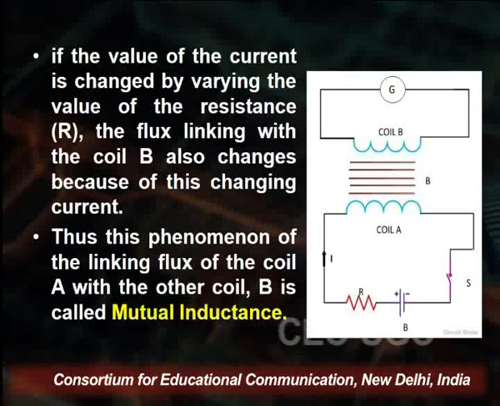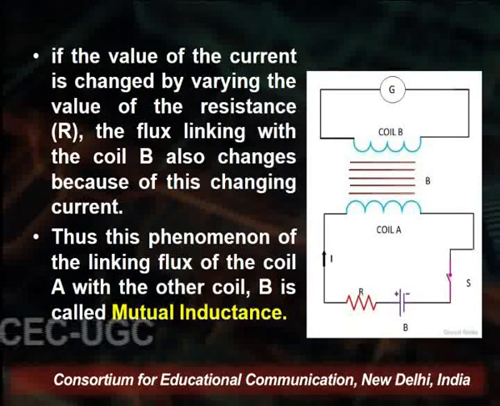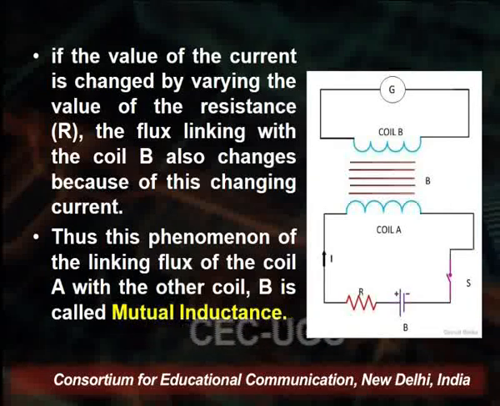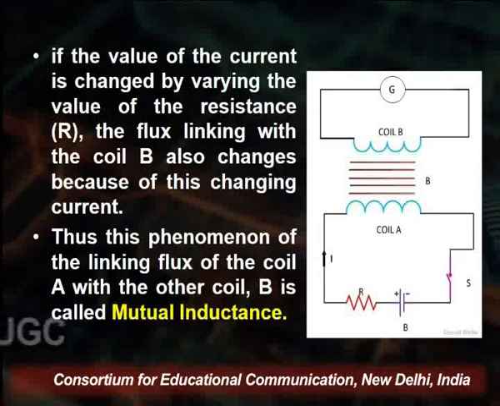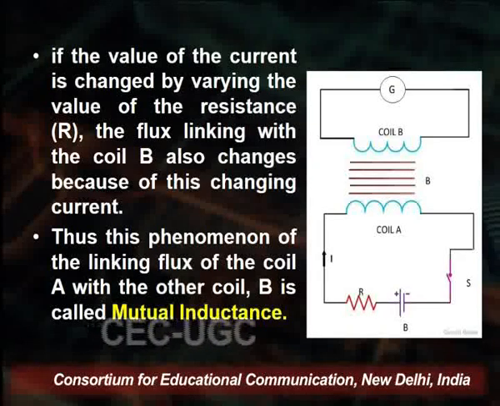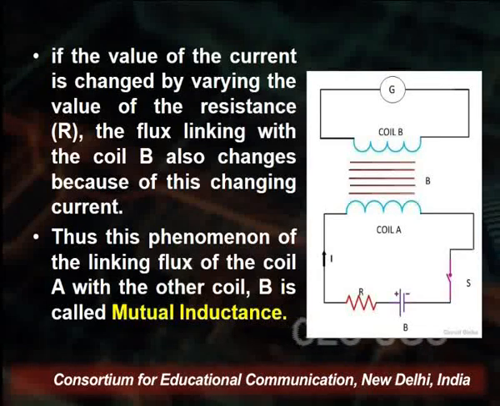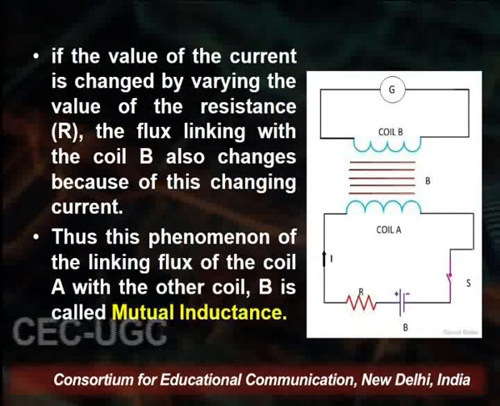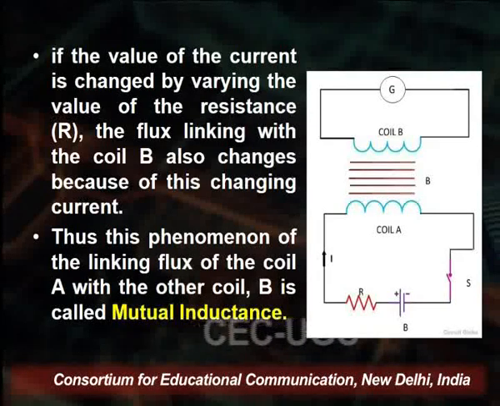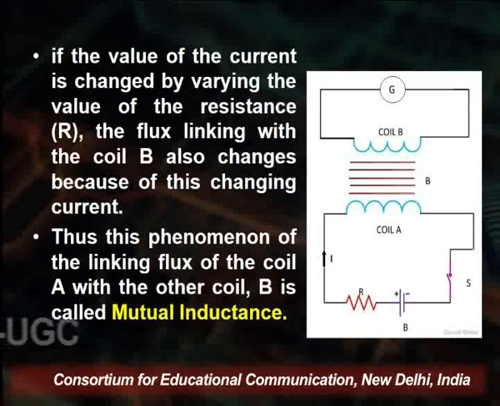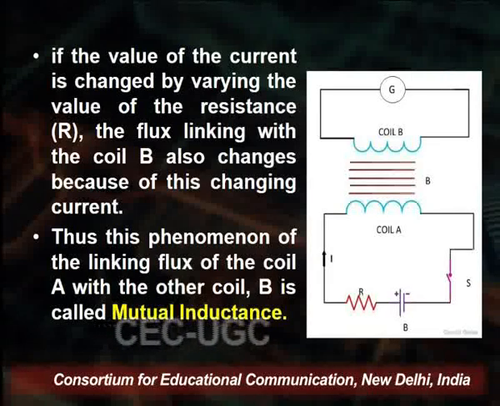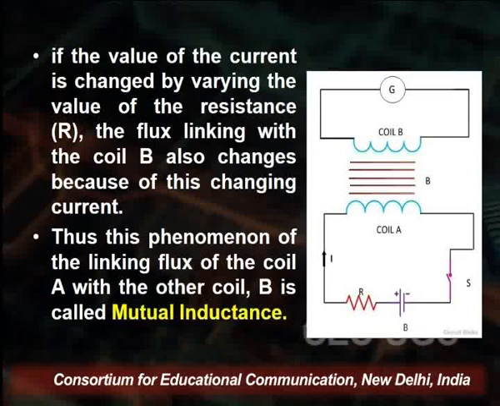So because of the mutual inductance, as the current in coil A changes, the flux linking with coil B also changes. Thus the phenomenon of the flux of coil A linking with the other coil B is called mutual inductance. Because the change in flux is caused by another coil, mutual change takes place, and that is why it is called mutual inductance.